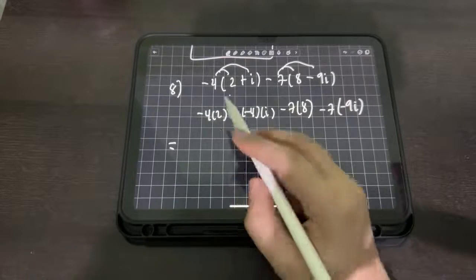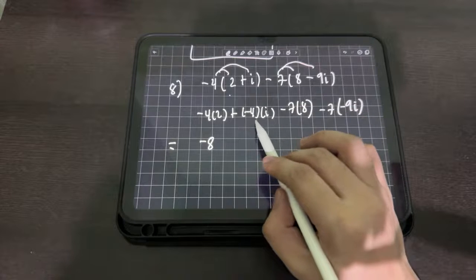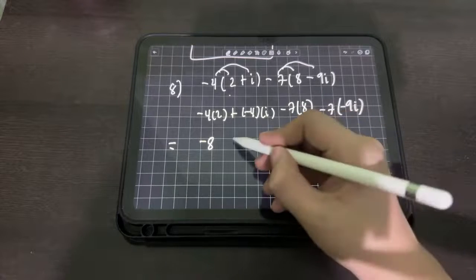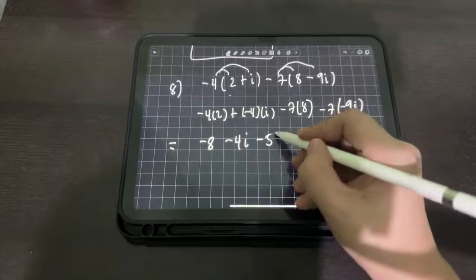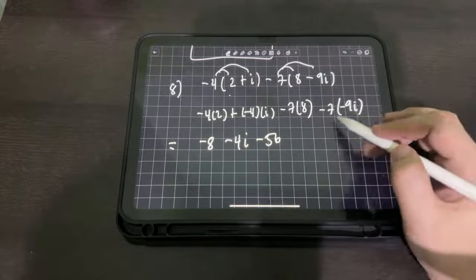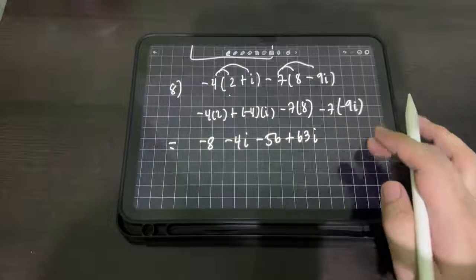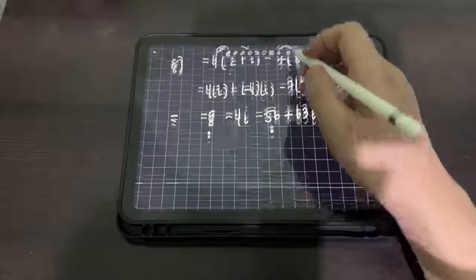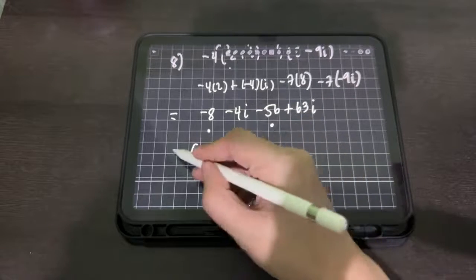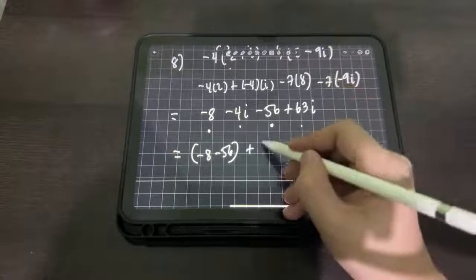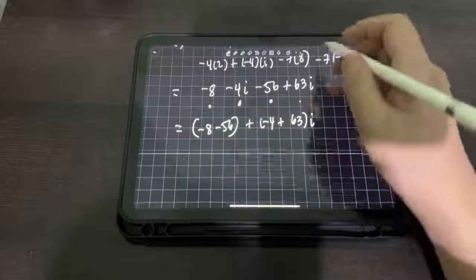So -4 times 2, that's -8. Then -4 times i, that's -4i. -7 times 8, -56. Then, -7 times -9, positive 63i. Okay, let's combine the real parts. So, -8 minus 56. The imaginary part, we have -4 plus 63i.